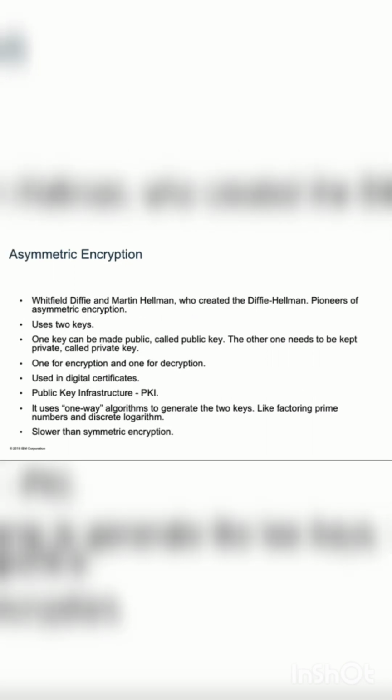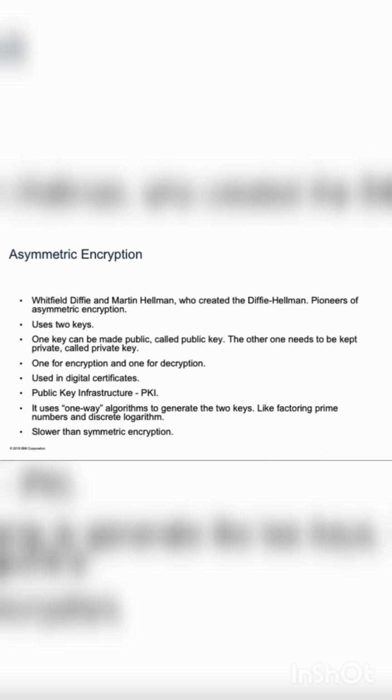On the other hand, asymmetric encryption uses two keys. Whitfield Diffie and Martin Hellman are the ones that created the Diffie-Hellman algorithm. They're considered the pioneers of modern asymmetric encryption. In asymmetric encryption, we have two keys, as I mentioned before. One key can be made public, called the public key, and the other one needs to be kept private at all times. This is called the private key.